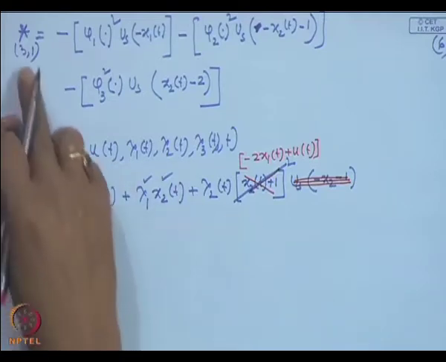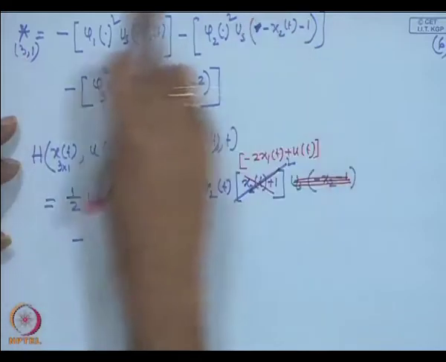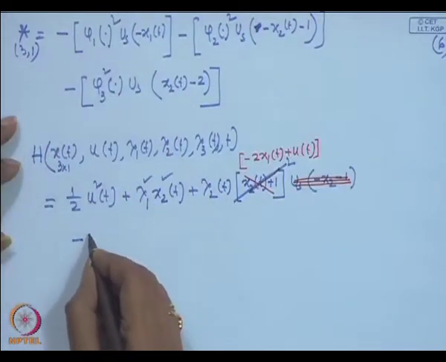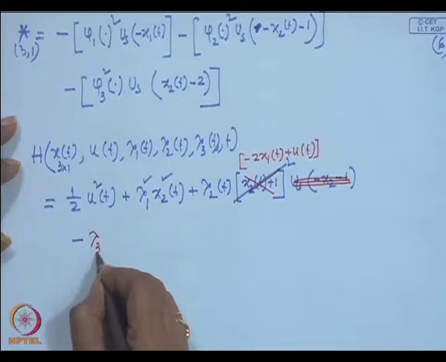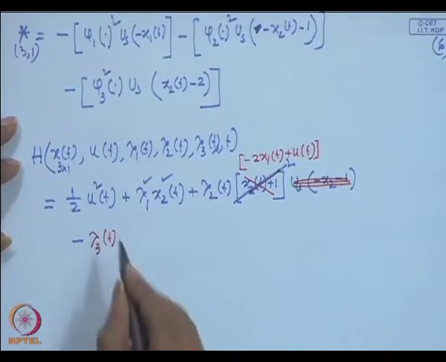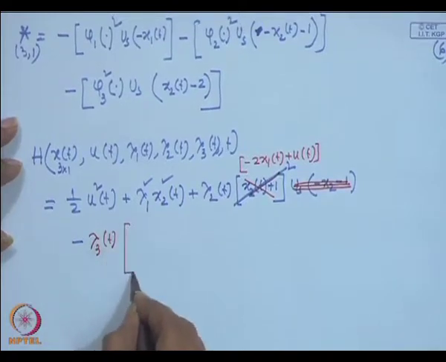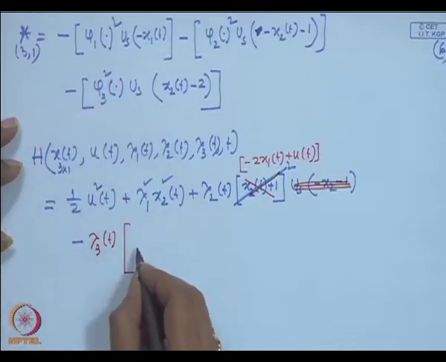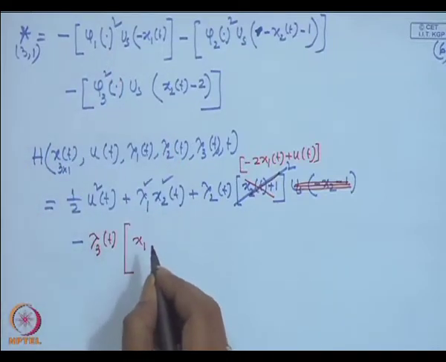Lambda 3 into that 3 1 position. So, this is the minus lambda 3 of t, and this will be what? Psi 1 square means x 1 square, and psi 1 is minus x 1.